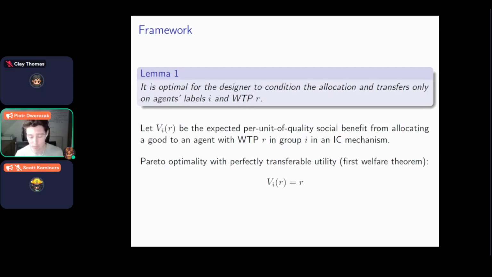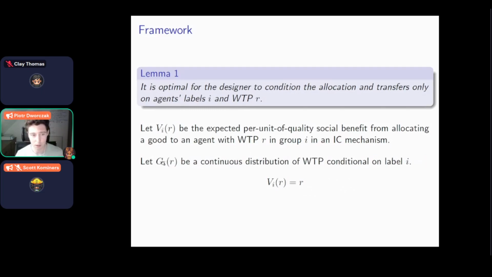What's the social value in that canonical framework where you care about allocative efficiency only? What's the social value of giving a good to an agent with willingness to pay R? It's exactly R. The value is the willingness to pay, right? And in this case, it's trivial that you should just use the price mechanism, a market mechanism. Right? Here's a different case you're probably familiar with.